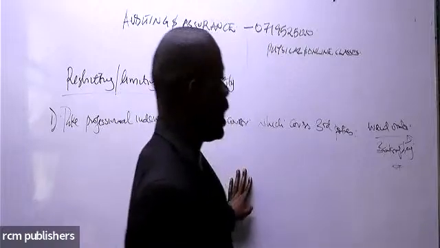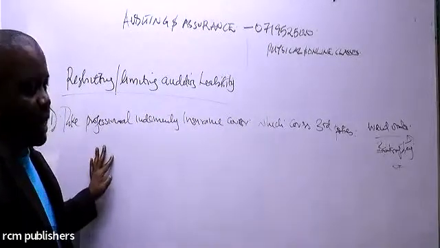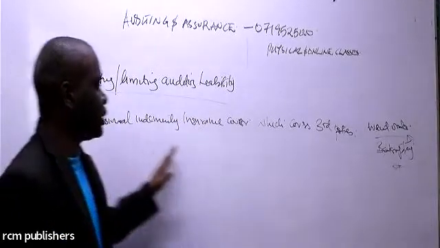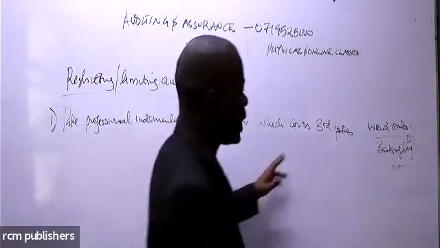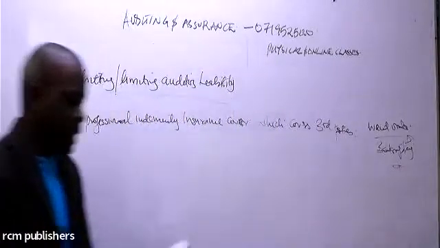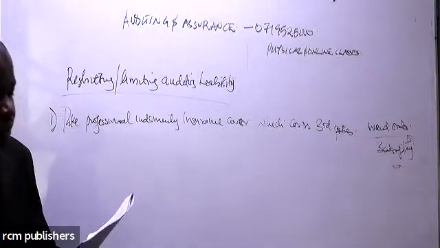So they actually come in handy to save the auditor from having to incur such a loss. The professional indemnity insurance cover can also cover third parties, like that lender we are talking about. But in this case, it can have some advantages and disadvantages.